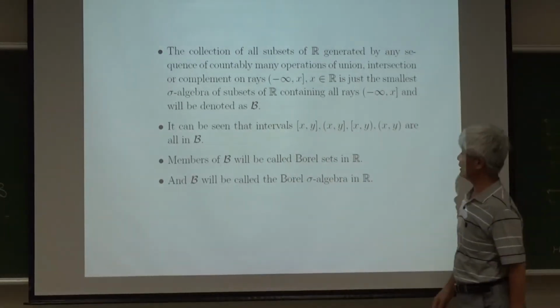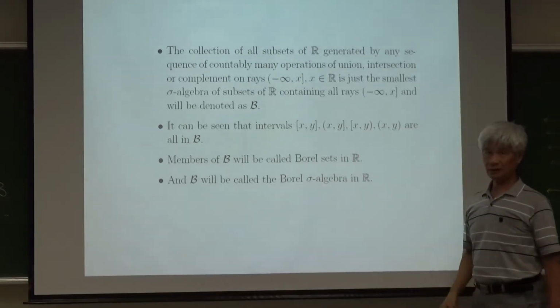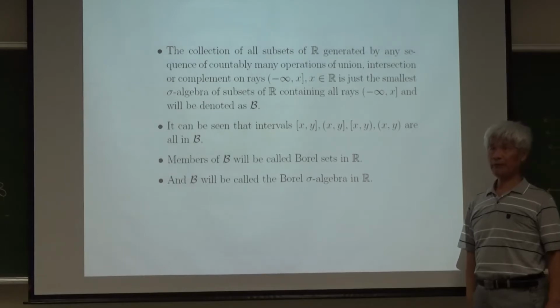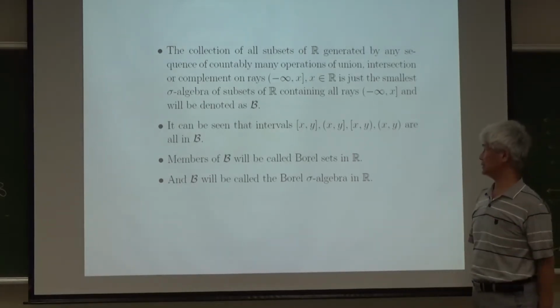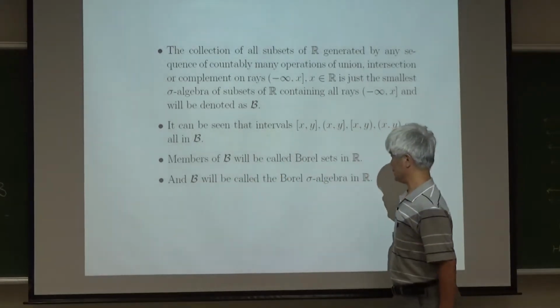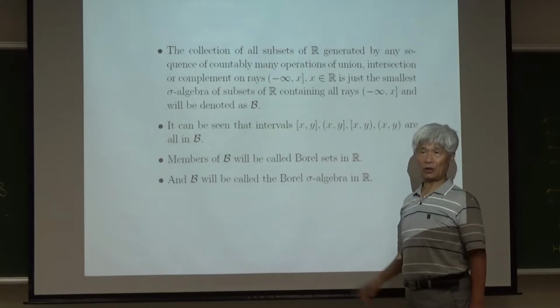And so the members of B will be called Borel sets in the set of real numbers. The B itself, the collection of all Borel sets, is called the Borel sigma algebra.